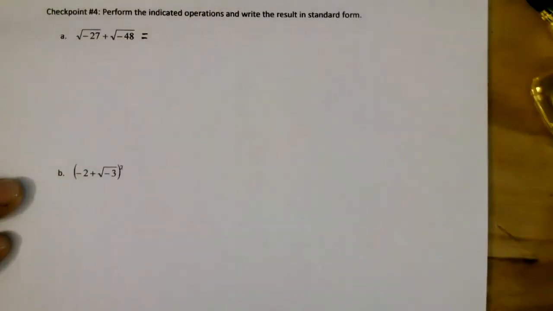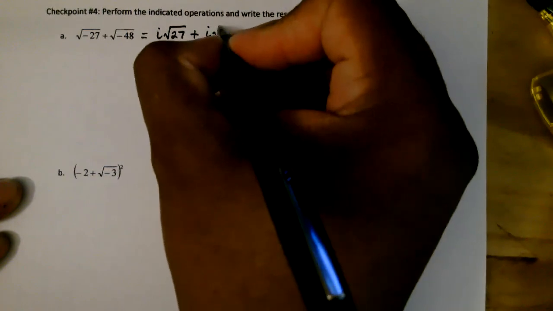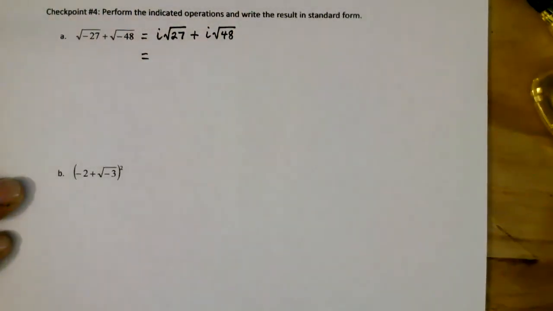First of all, I need to express this in terms of i before I do the square root. Well, there's a negative. That means i comes out times the square root of 27 plus another negative here. The i comes out, square root of 48. So I'm writing this in terms of i before I do anything else.